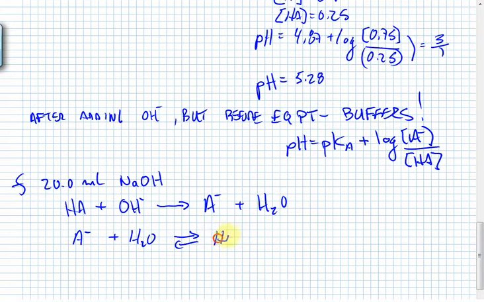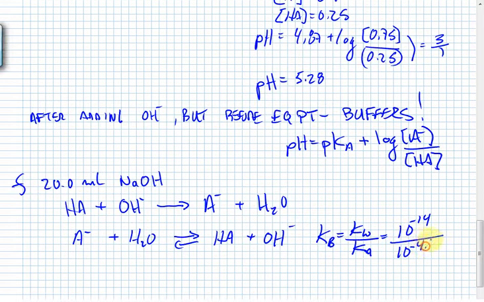It's going to form some HA plus OH minus. The Kb for this base is equal to the Kw divided by Ka. Kw is 10 to the minus 14th at 25 degrees C. Our Ka was 10 to the minus 4.87. So the Kb here is equal to 7.4 times 10 to the minus 10th.